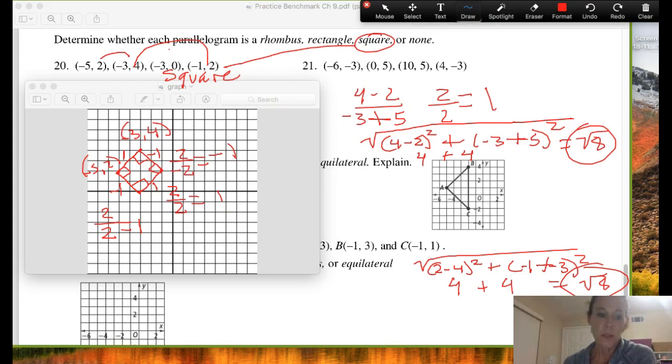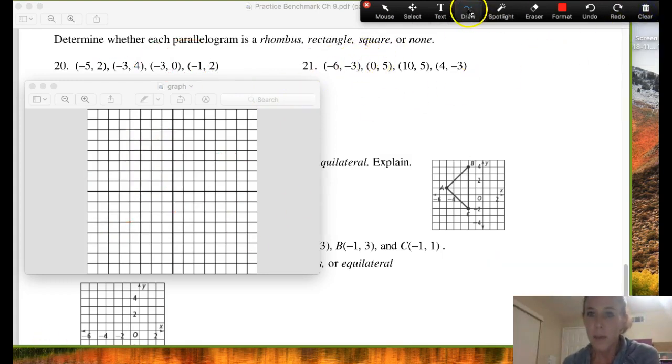All right, let's go on to number 21. You're going to do the same thing. Let's clear this off. I'm going to go ahead and plot 21. -6, -3: 1, 2, 3, 4, 5, 6, down 1, 2, 3. There's -6, -3. And then we want to go over 0, up 5: 1, 2, 3, 4, 5, 0, 5. And then we're going to go over 10, up 5. So 1, 2, 3, 4, 5, 6, 7, 8, 9, 10.